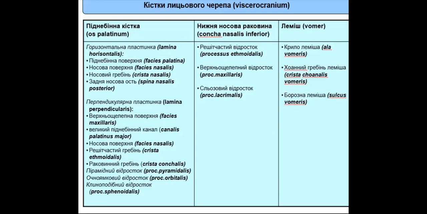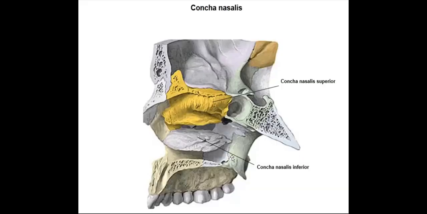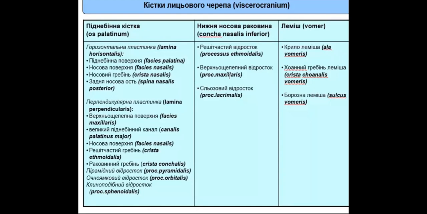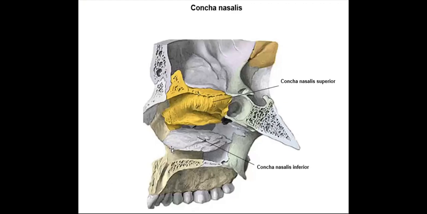What does choana mean? Who doesn't know? Choana, what does it mean? It's an opening at the ending of the nasal cavity, and choana is a very important structure. It's the line between the nasal cavity and the nasopharynx, for example. Okay, and concha nasalis inferior, located here, you can look, yes. And it's a bone in the nasal cavity, and it delimits some regions of the nasal cavity too.